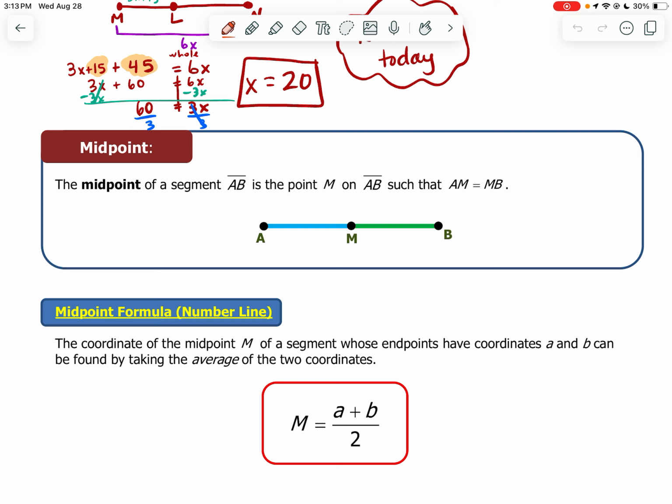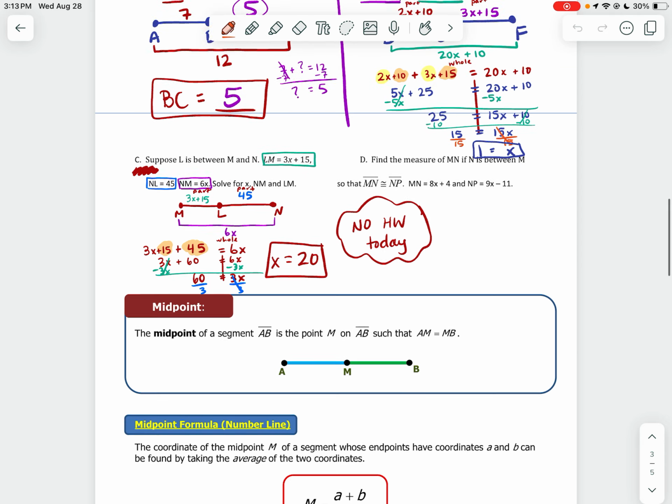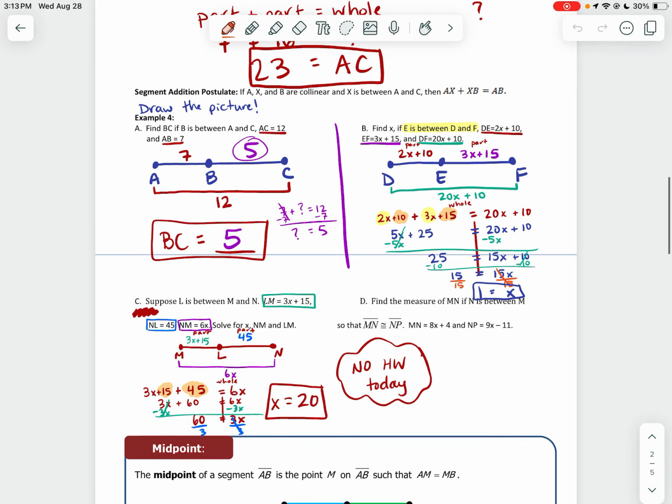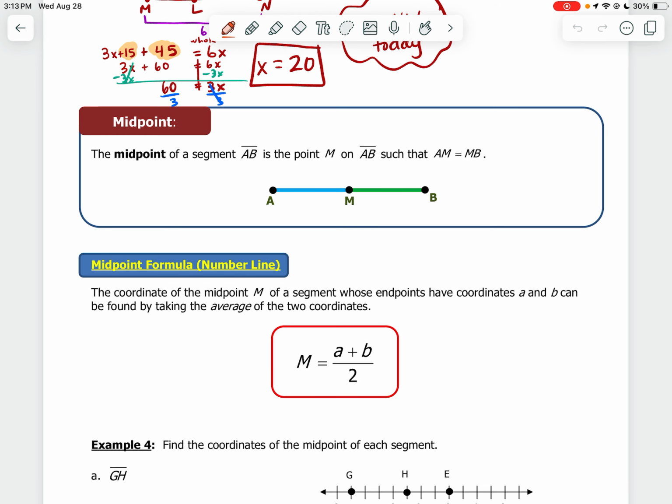So right now you should have your note packet out or getting it out and flipping to where we stopped when we last saw each other. So we did segment addition. You should be finding the midpoint spot. Okay, looks like this. So we're going to talk about midpoints.